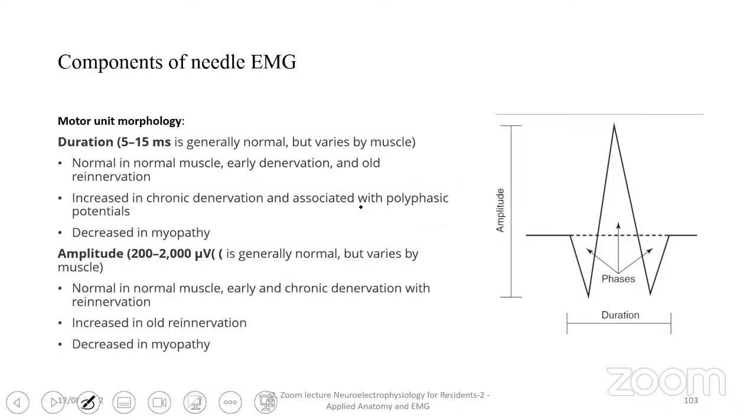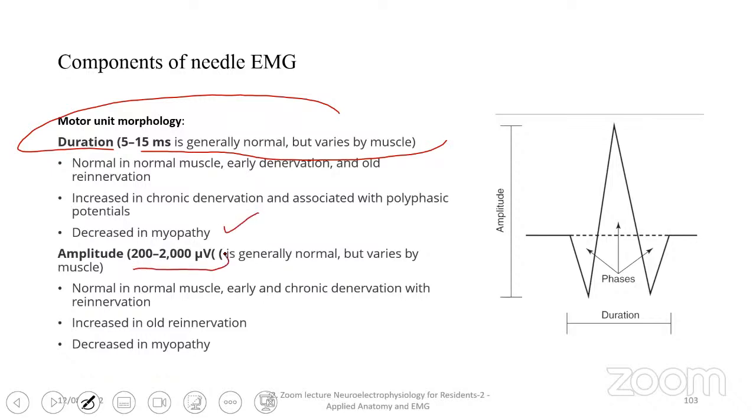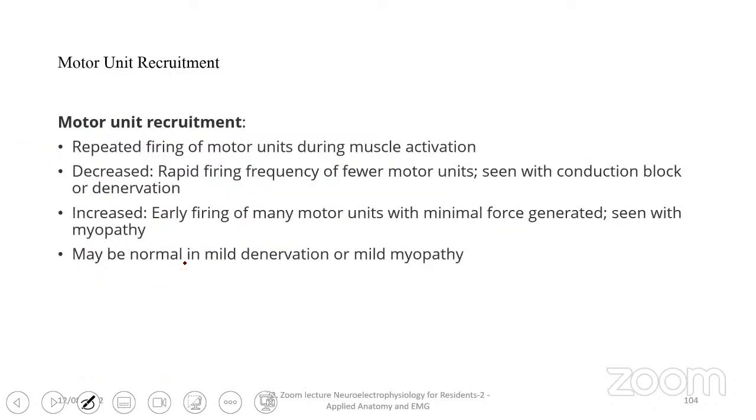Motor unit morphology: duration of 5 to 15 milliseconds is generally normal, but varies by muscle. It is normal in normal muscle, early denervation, and old reinnervation, and it is increased in chronic denervation associated with polyphasic potentials, and decreased in myopathy. The normal amplitude is 200 to 2000 microvolts, up to 2 millivolts. It is normal in early and chronic denervation, increased in old reinnervation, and decreased in myopathy.